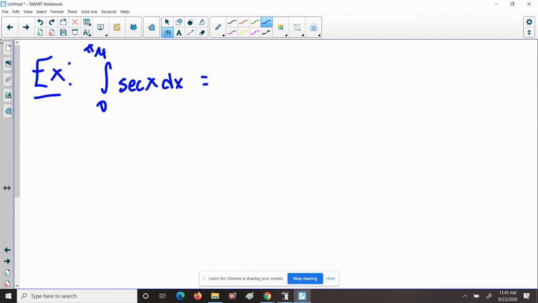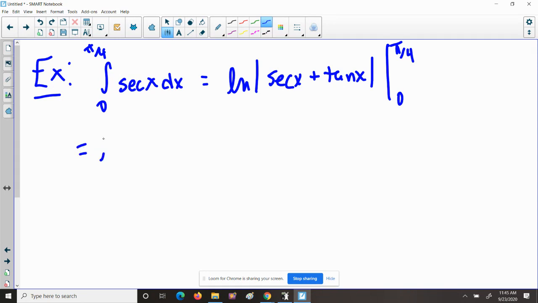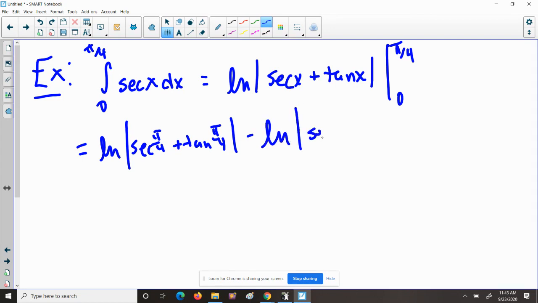We just said that the integral of a plain secant is natural log of absolute value of secant of x plus tangent of x. This one's nice. We don't have a u, so it's a lot easier. And let's put in our limits of integration. So let's plug in natural log of absolute value of secant of pi over 4 plus tangent of pi over 4, minus natural log of secant of 0 plus tangent of 0.